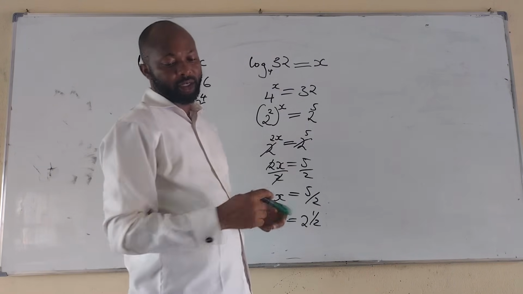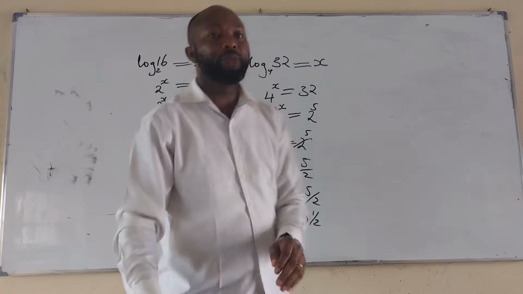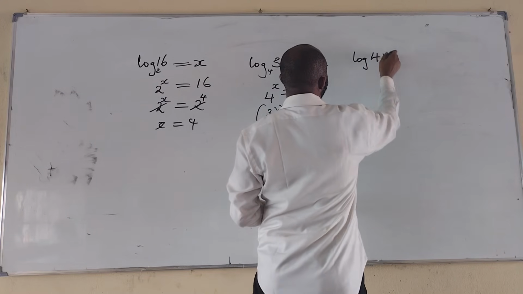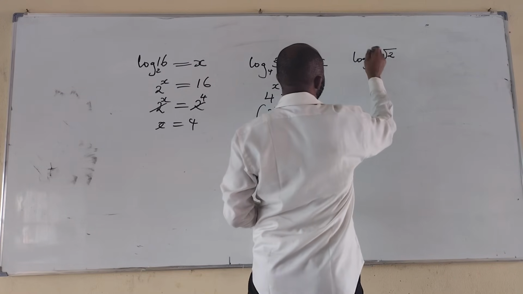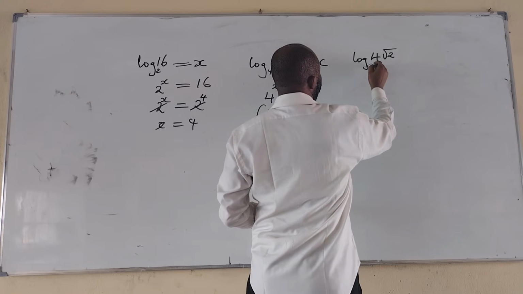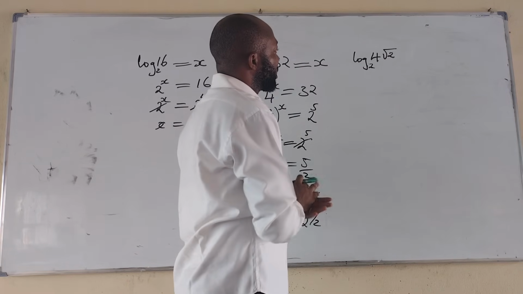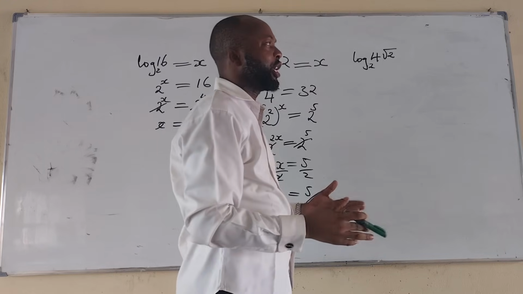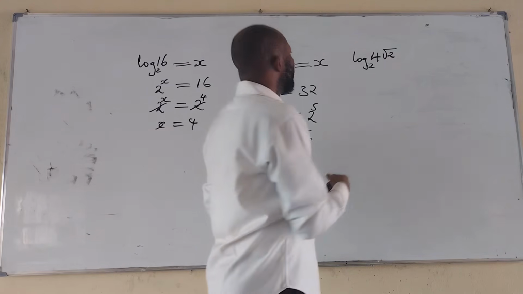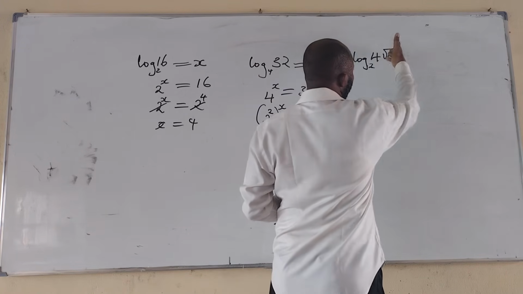Okay, let's take another example. Log 4√2 in base 2. If you remember our surd rule, where we're instructed to have our variable in a single root, we have to convert this into what will be in the same root.